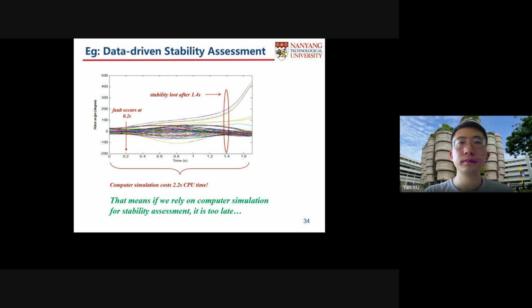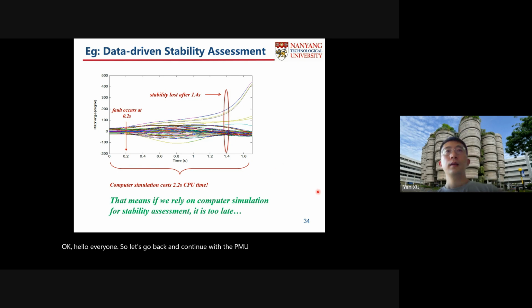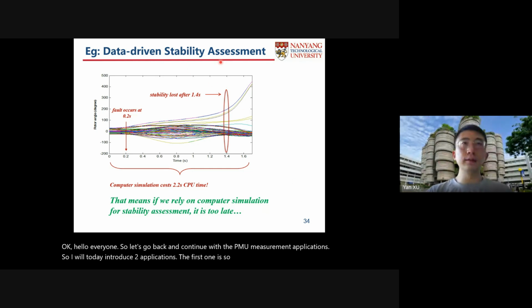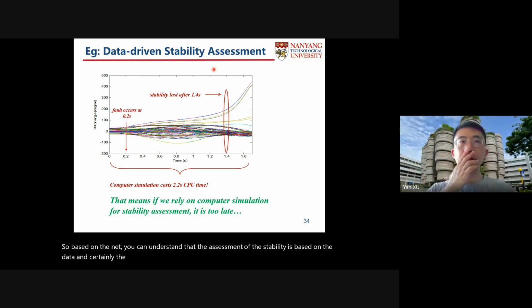Okay, hello everyone. So let's go back and continue with the PMU measurement applications. I will today introduce two applications. The first one is the so-called data-driven stability assessment. Based on the name, you can understand the assessment of the stability is based on the data. And certainly the data is the PMU data, right?